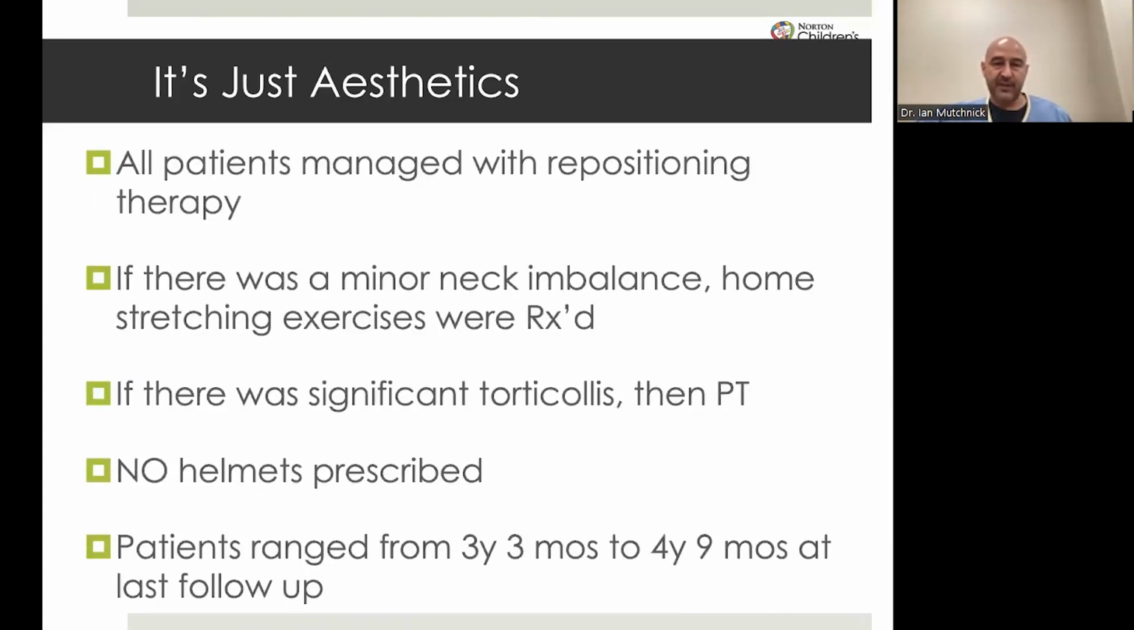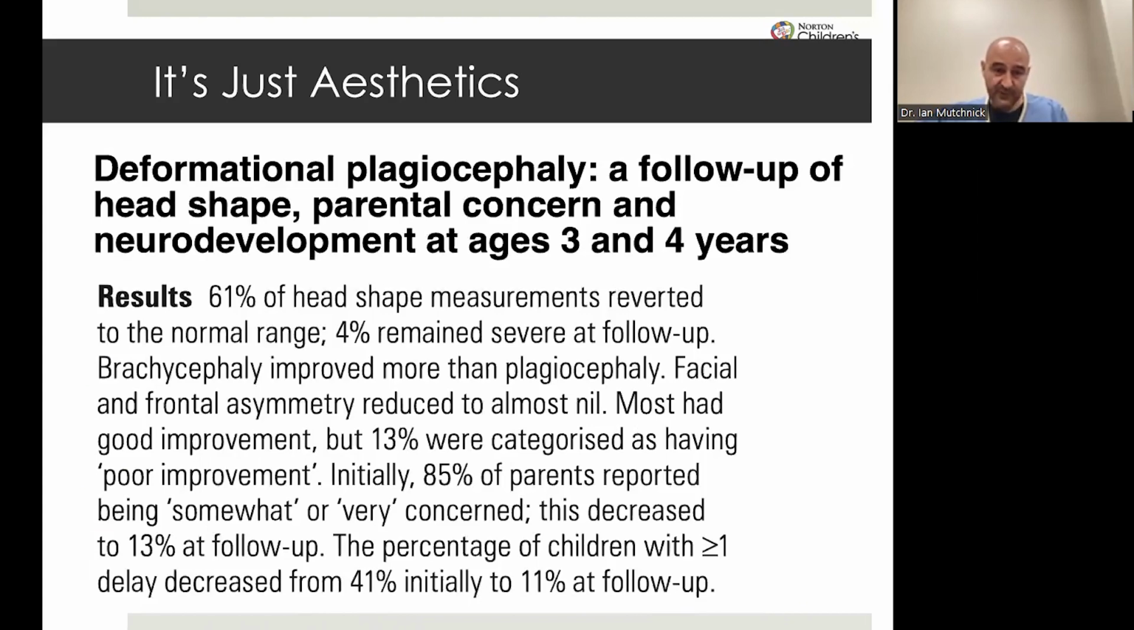All patients were managed with repositioning therapy. If they had torticollis, then they got PT. If there was a minor neck imbalance, home stretching exercises were recommended. Again, no helmets were prescribed for any of these patients. And then they were followed up for the study's purposes anywhere from 3 years, 3 months to 4 years, 9 months. What did they find?